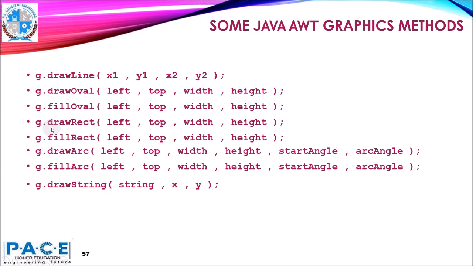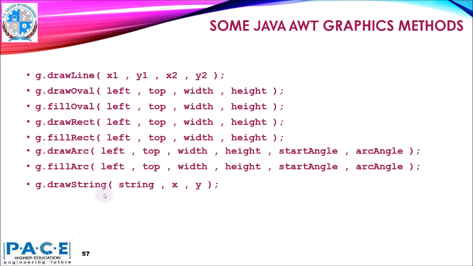Then there is a method called drawRect. Again we are specifying the left top corner coordinate and the width and height of the rectangle. If you want a filled rectangle, we call the method called fillRect. To draw an arc, again we are specifying the enclosing rectangle. We are also specifying the starting angle from where we want to start our arc, and then the total angle of the arc that we specify as the last parameter. Similarly, if you want a filled arc, then for that we call the method fillArc.